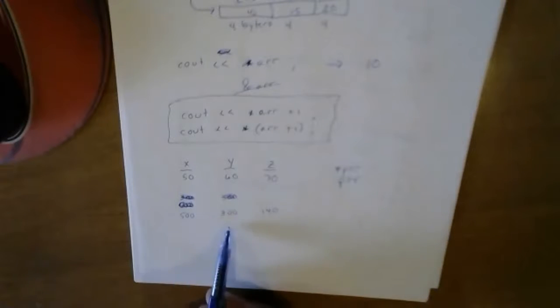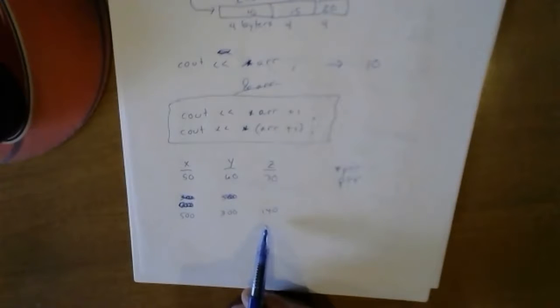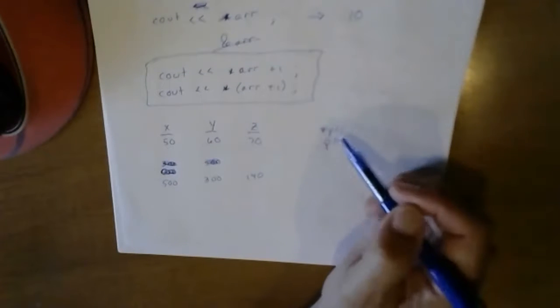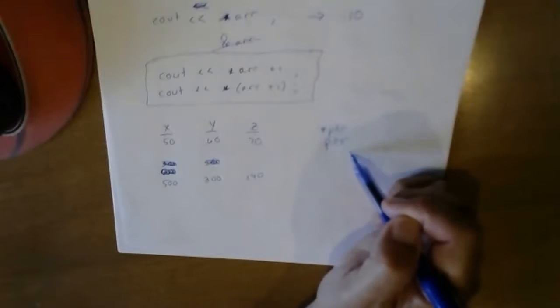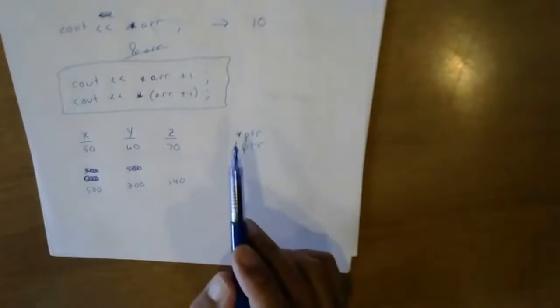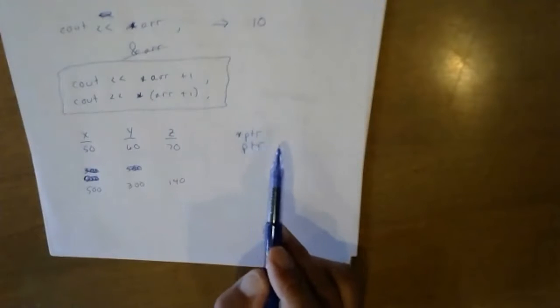All right. So we have 500, 300, and 140. Everybody's good with that? If I said on a test, what's the difference between asterisk pointer and pointer? You would be able to give me an answer for that. Yes, this is dereferencing it. It's giving me the value. This is the memory address.